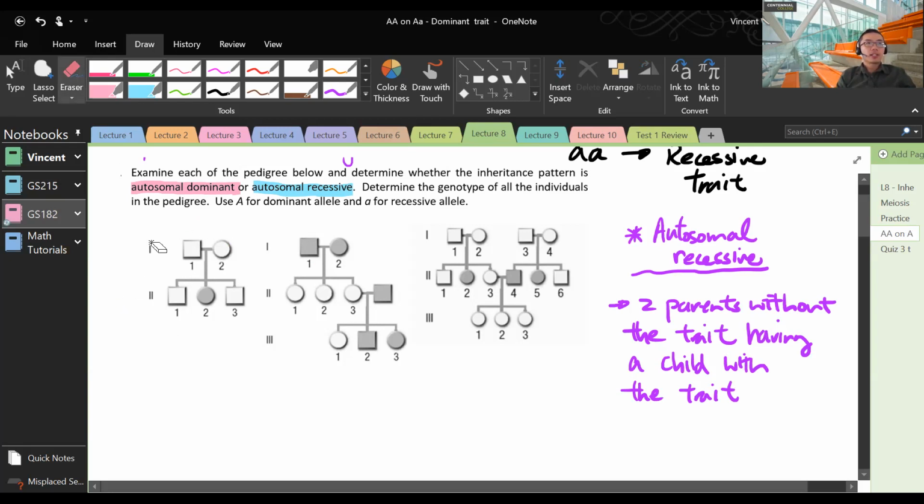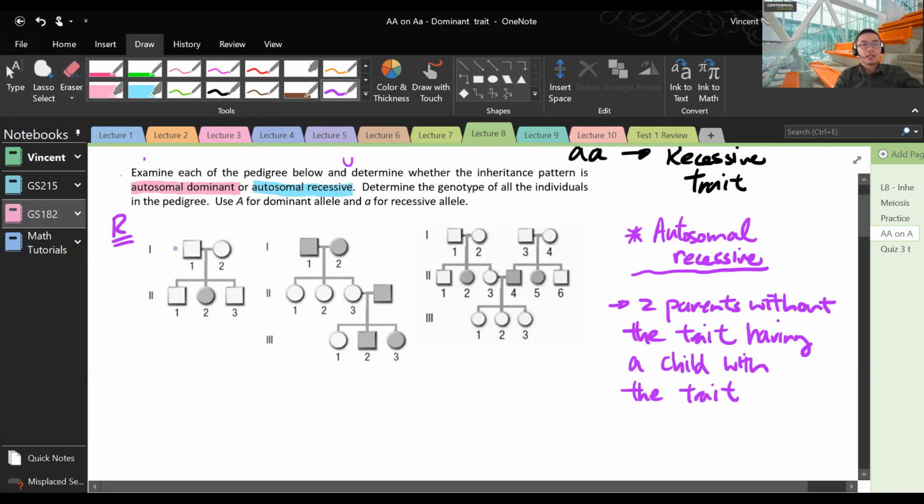So let's take a look at this first one here. We see two parents. They are not shaded in. The dad doesn't have it. The mom doesn't have it. But then the daughter has it, right? The daughter is shaded. So you see two parents without the trait, but then one of the kids has it. So that's a dead giveaway that it is autosomal recessive.